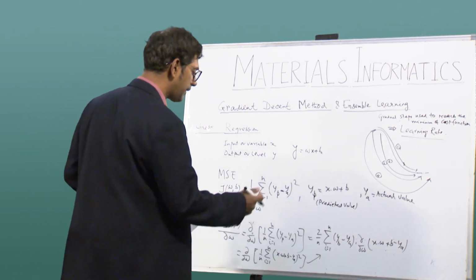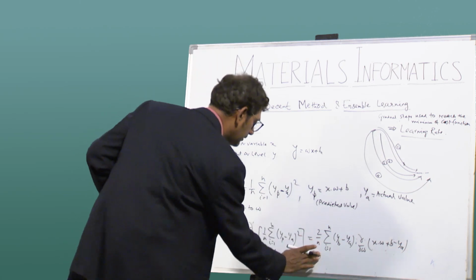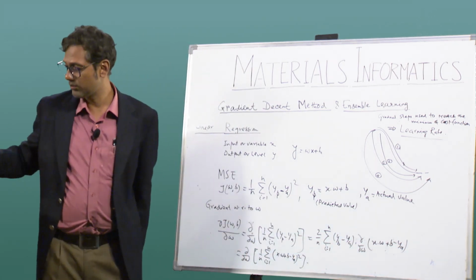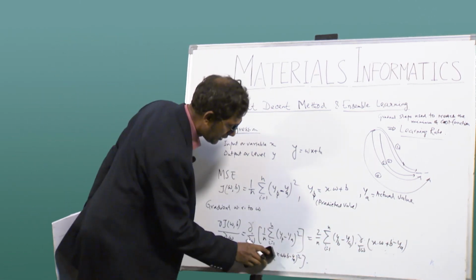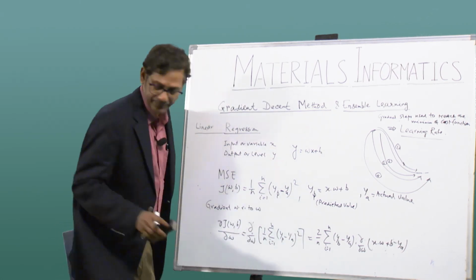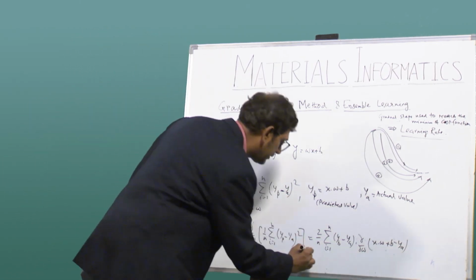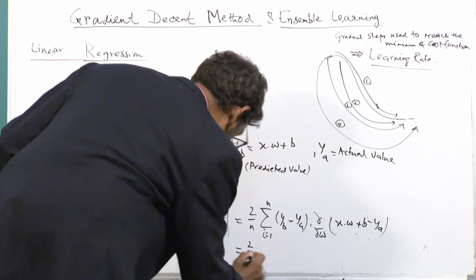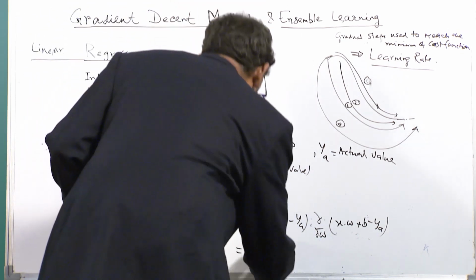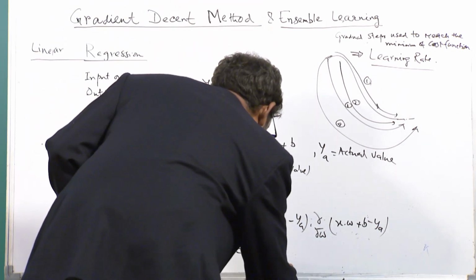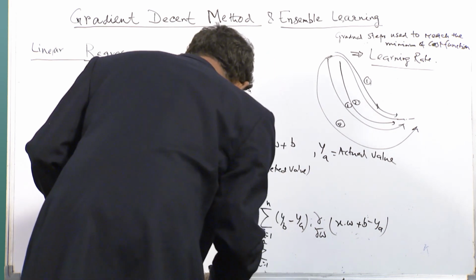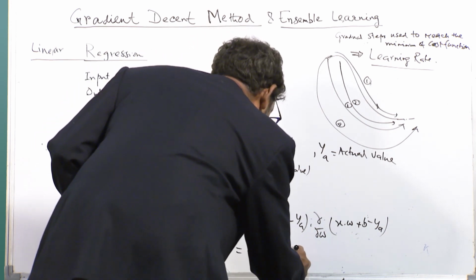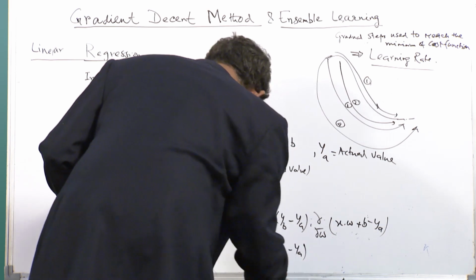Now, if I have to write down the final answer, I erase this part. I just wanted to show you how it is to be done. What is the final value? The final value of this is 2 by n, sum it over i from 1 to n, of yp minus ya into x.